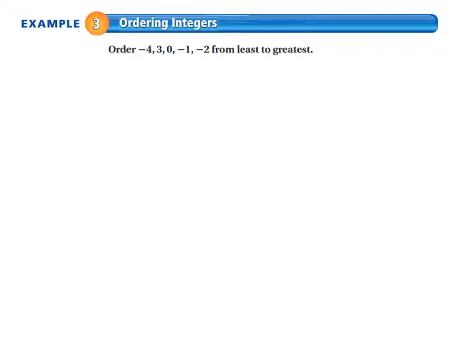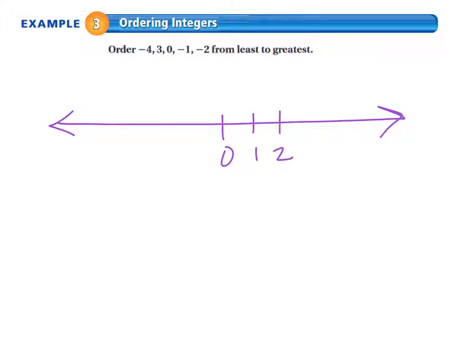Example 3. Order negative 4, 3, 0, negative 1, negative 2 from least to greatest. Number lines can help with this too. So if I just draw a regular number line and plot these numbers, I have a negative 4, I have a 3, I have a 0, I have a negative 1, and I have a negative 2. It's going to help me write these numbers in order from least to greatest.